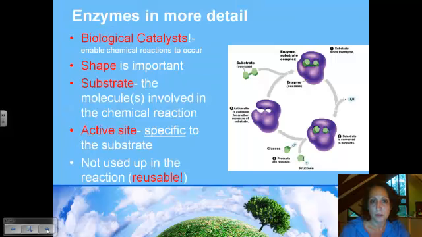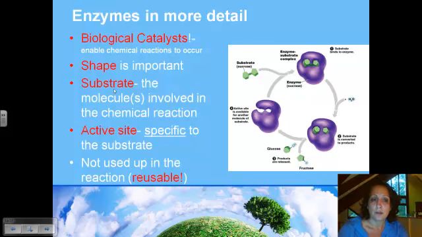Okay, we're going to look at proteins. We're going to look at enzymes for just a second. So enzymes are considered biological catalysts, or they catalyze chemical reactions, or they cause chemical reactions to occur. And in order for that to happen, the shape of the protein is really important. The protein has to have the right shape in order to function properly.